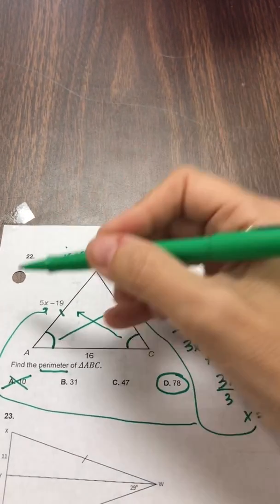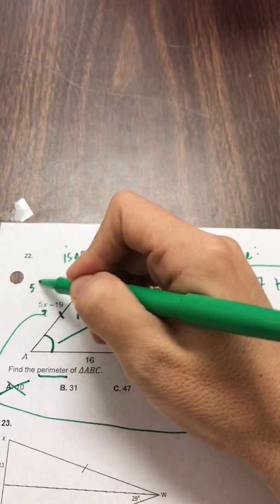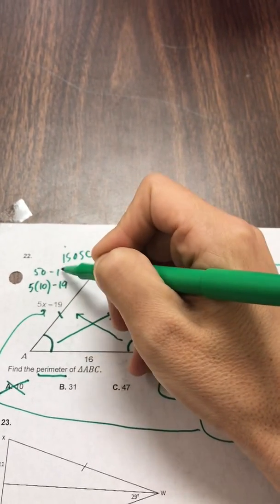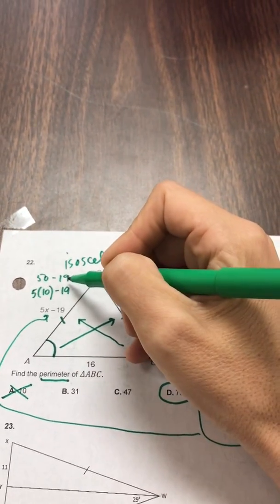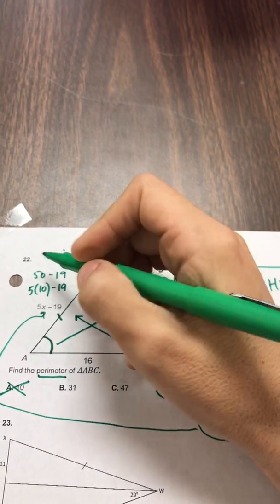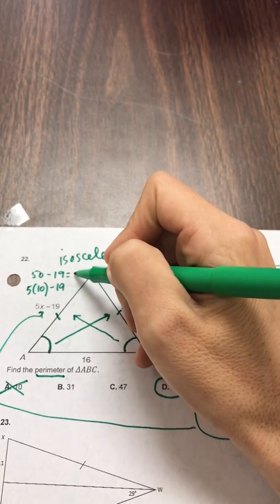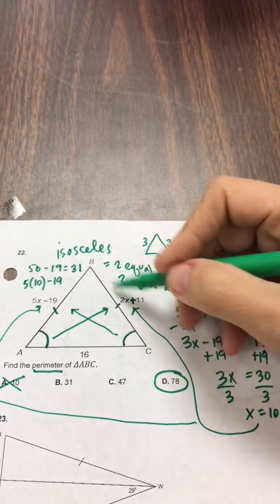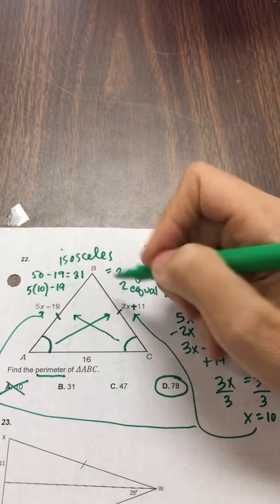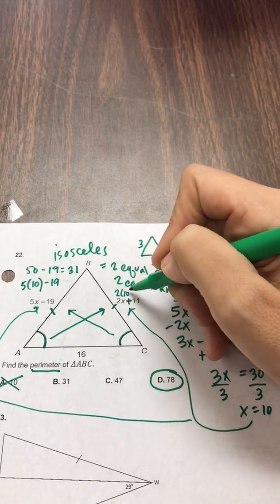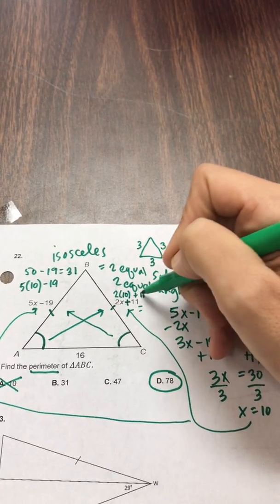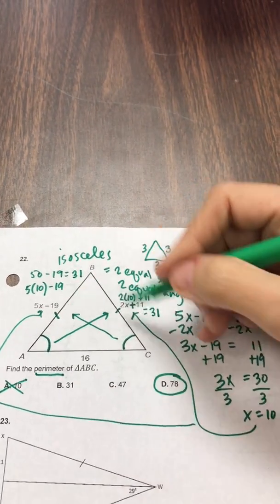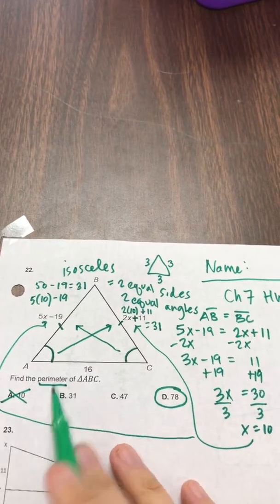So if x is in fact 10, 5 times 10, and then I subtract 19, so 50 take away 19, so that would be 31. Okay, so I'm willing to bet this side is also 31, but let's just double check. So 2 times 10 plus 11 would be 20 plus 11, which is also 31. Now I have the right information I need to find the perimeter of this triangle.